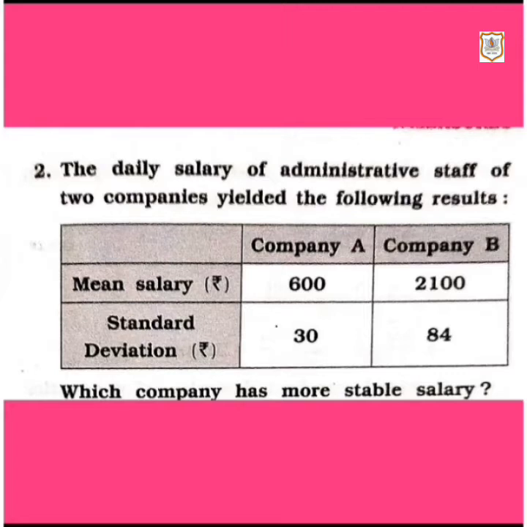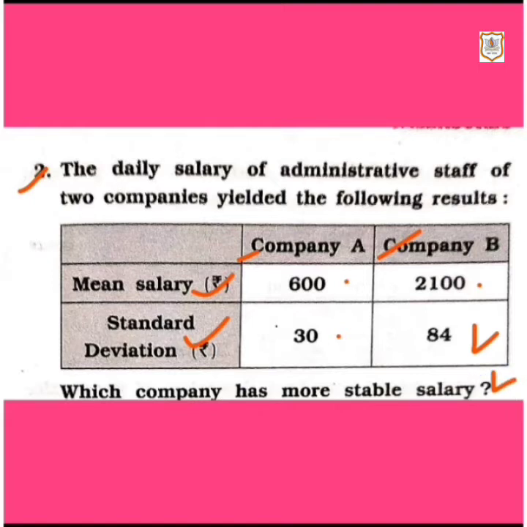In this video, we are going to continue exercise 4.5 of your textbook and we are going to continue with sum number 2 and 3. Let's read sum number 2. The daily salary of administrative staff of two companies yielded the following results. Company A and company B's mean and standard deviation are given. Company A's mean salary is 600, company B's mean salary is 2100. Standard deviation of company A is 30 and standard deviation of company B is 84. Which company has more stable salary?